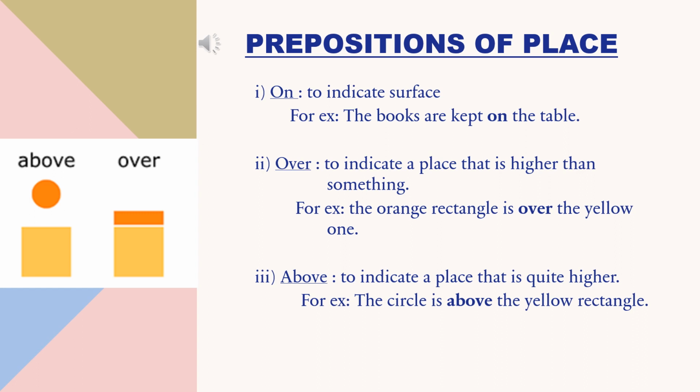Then comes above. So again you can see in the image, above means when something is placed very high relative to the reference object. For example, the circle is above the yellow rectangle. So there's a lot of space between the two objects. So the circle is above the yellow rectangle.